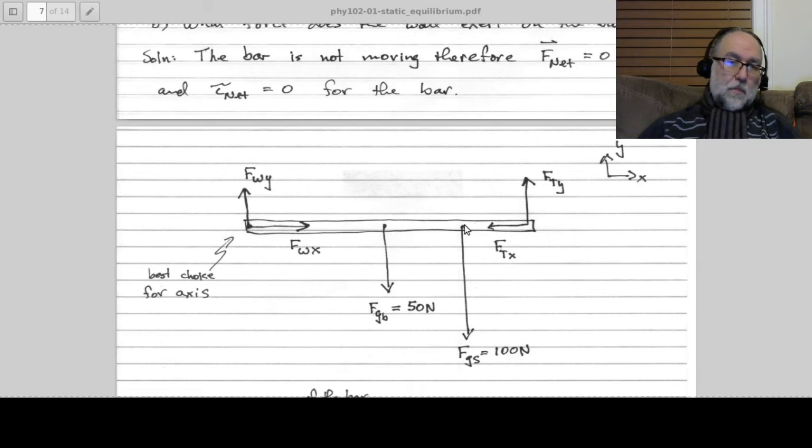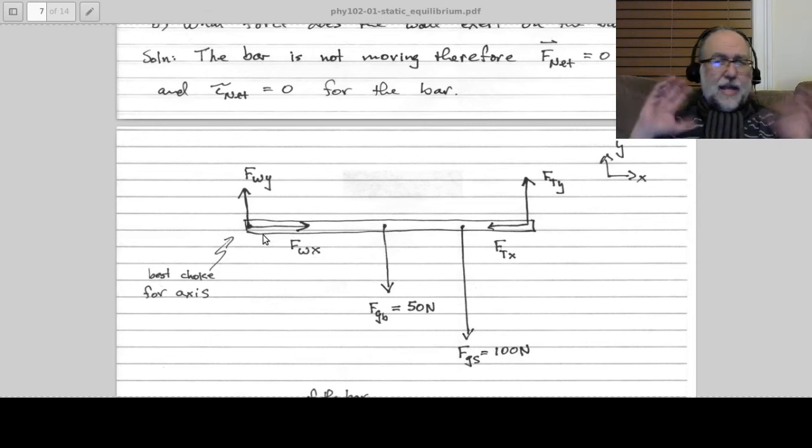Okay, great. Let's do the force of the wall. Now the force that the wall exerts on the bar is going to have two components. It's going to have an x component and a y component. So I call the x component FWX, and I call the y component FWY. Force wall in the y direction, force wall in the x direction. We don't know either of those, so we can't pretend to know.